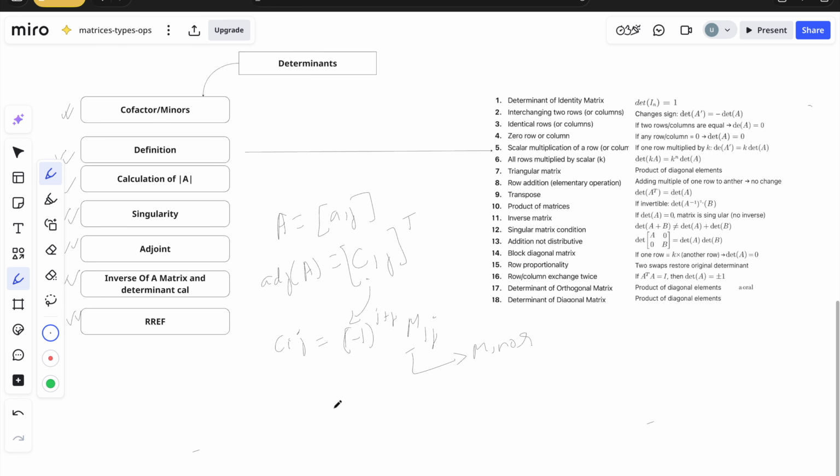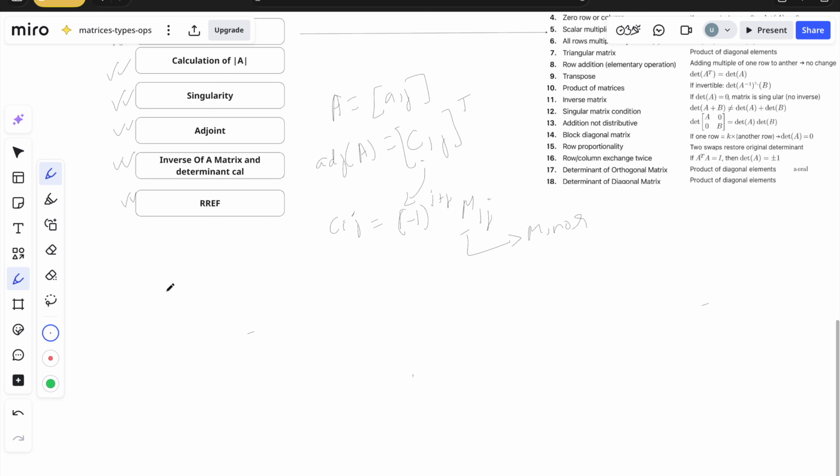minor. So if, for example, we have a matrix as A is equal to A11, A12, A13, A21, A22, A23, A31, A32, A33, then adjoint of A is defined as C11, C12, C13, and then again C21, C22, and C23, C31, C32, C33. Right? And then we take a transpose on top of it. Right?